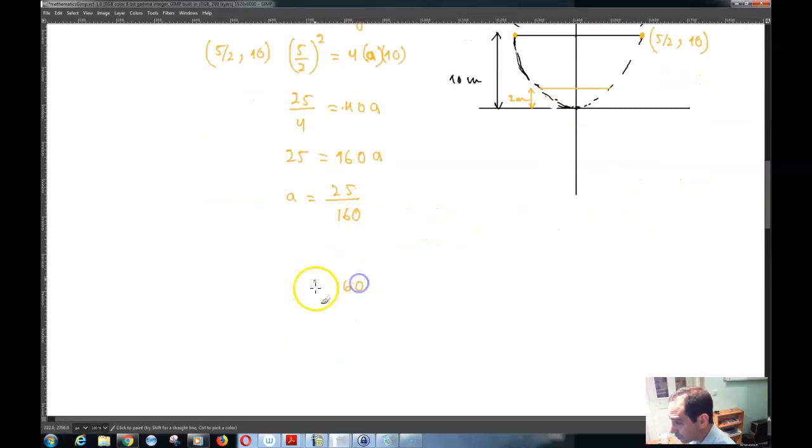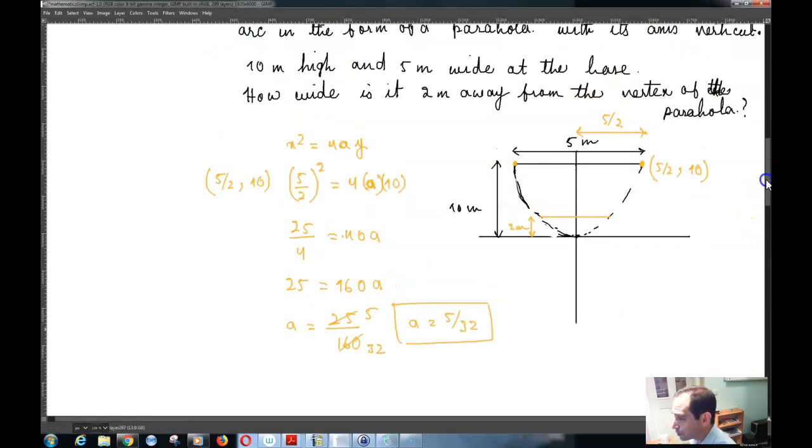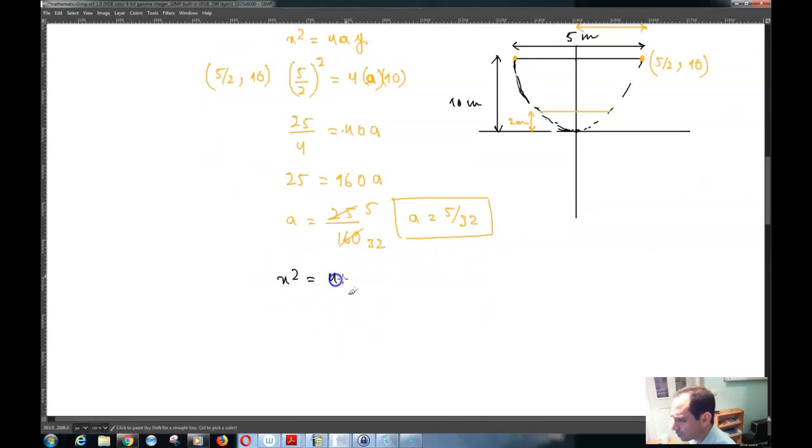So 160 divided by 5 is equal to 32, and 25 divided by 5 gives 5 by 32, so a is equal to 5 by 32. Now the equation of the parabola becomes x squared is equal to 4ay, and a is equal to 5 by 32, so x squared is equal to 4 times 5 by 32 times y, and dividing by 4 we get 5/8 y. x squared is equal to 5/8 y.